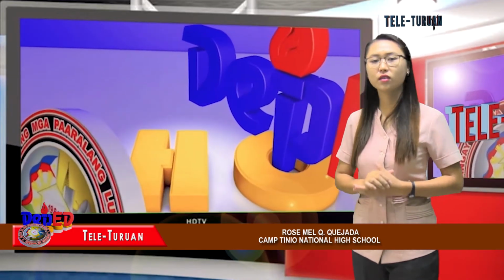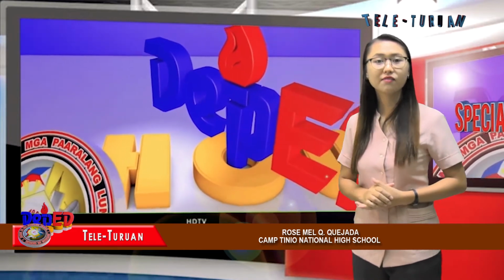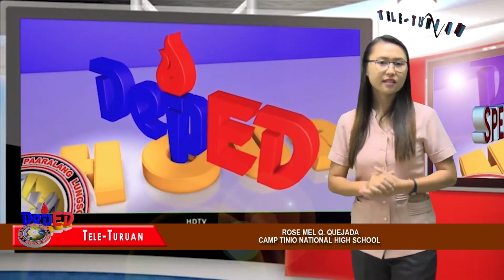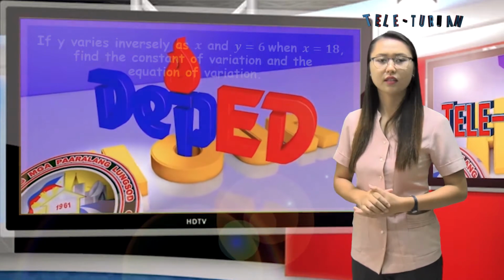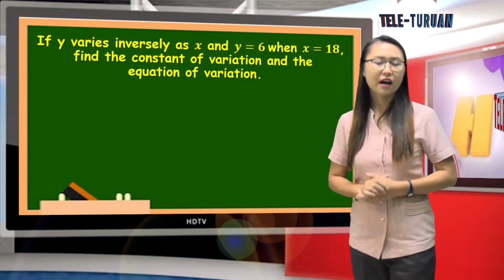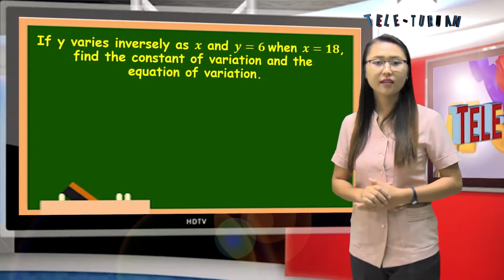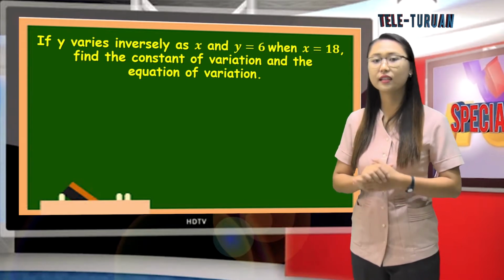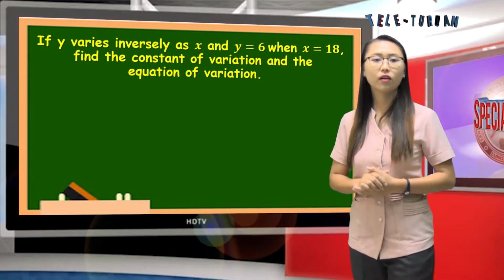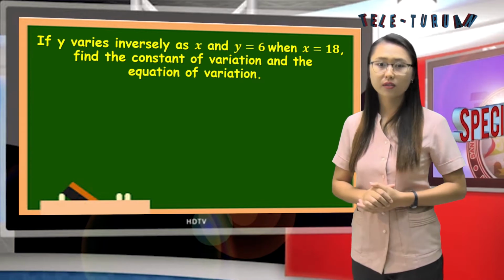Let's move on to solving problems involving inverse variation. Let us have these sample problems. If y varies inversely as x and y is equal to 26 when x is equal to 18, find the constant of variation and the equation of variation.